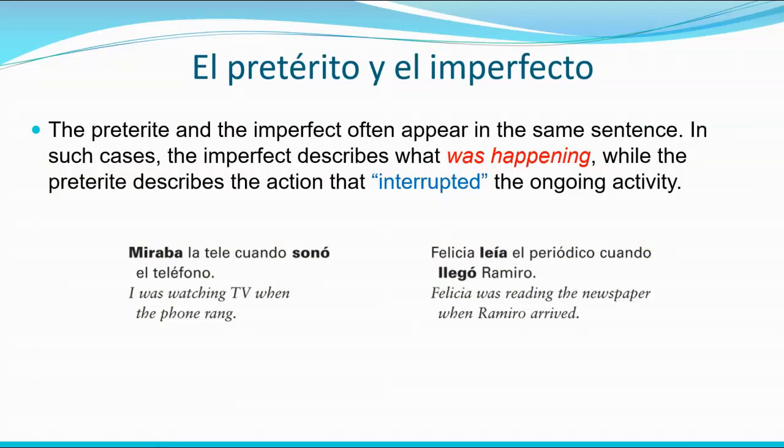Now, the preterite and the imperfect often appear in the same sentence. In such cases, the imperfect describes what was happening. Notice I put that in red. While the preterite in blue is the action that interrupted the ongoing action. We use it a lot with cuando.